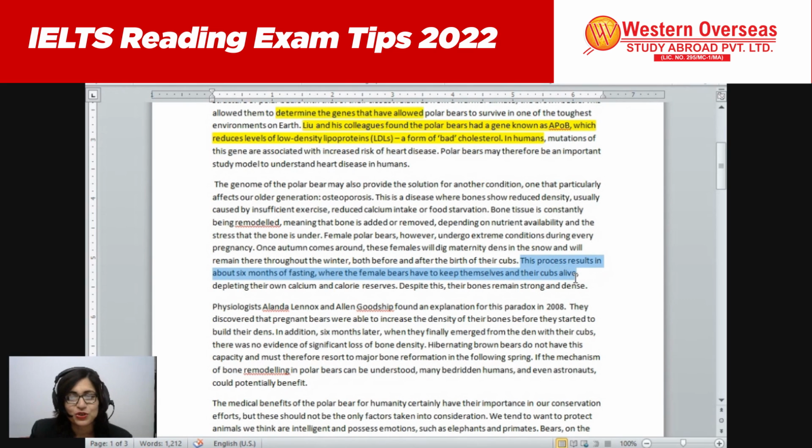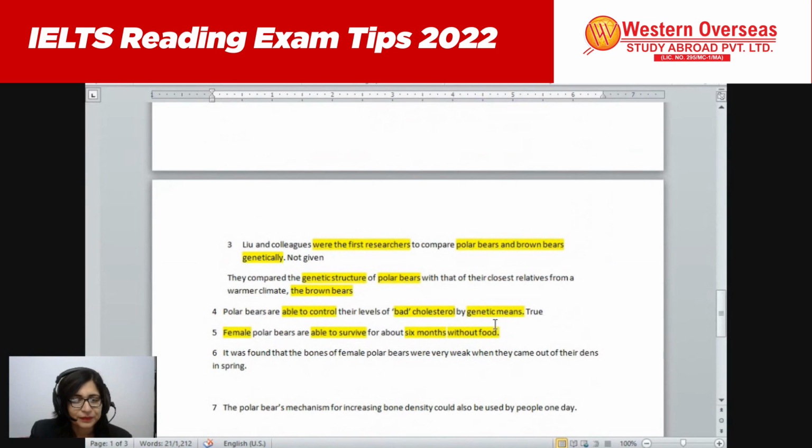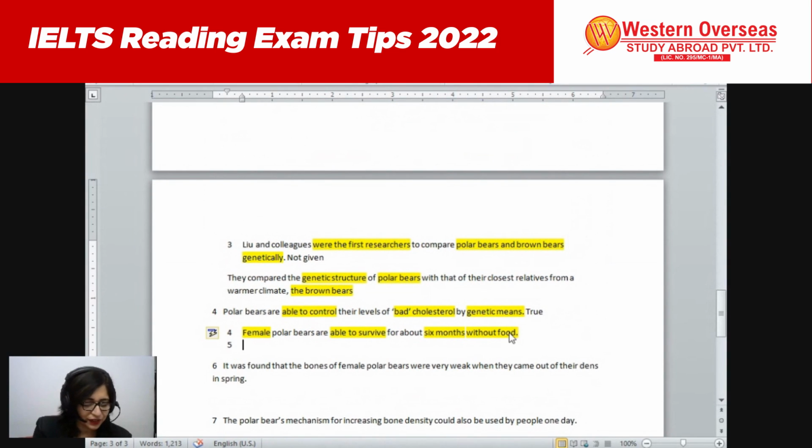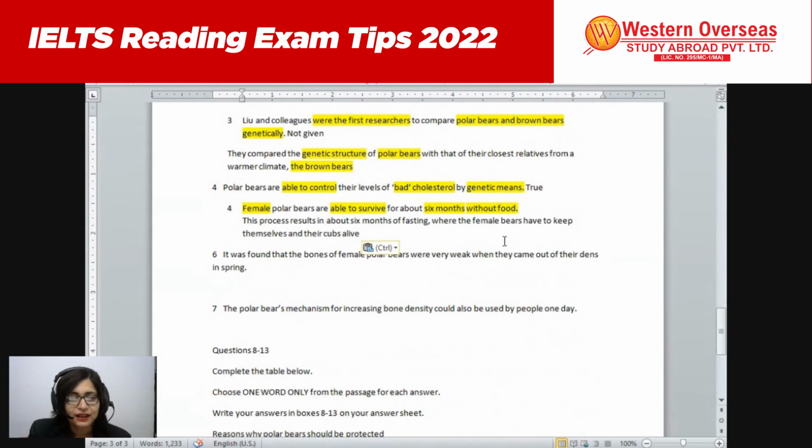Now, candidates, if you check, 6 months of fasting means here without food. So where they are talking about female polar bears able to survive 6 months without food, here it is mentioned 6 months of fasting. Correct? So again, contextually, this answer matches your question and the keywords from the paragraph.